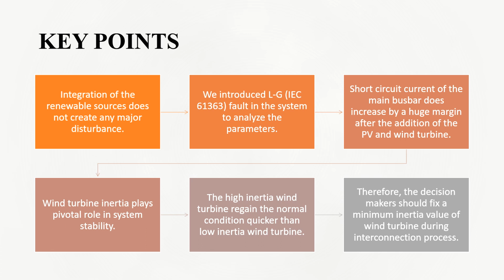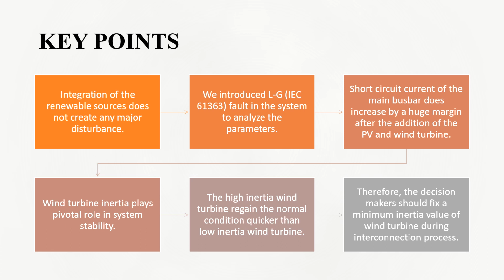These are some key points of my project. The integration of the renewable sources does not create any major disturbance, except for the inertia. For the transient stability analysis, we introduced a line to ground fault, that is an IEC 61363 fault, in the system to analyze the parameters. The short circuit current of the main busbar does not increase by a huge margin after the addition of the PV and wind turbine. And as discussed above, the wind turbine inertia plays a pivotal role in system stability here. The high inertia wind turbine regains the normal condition quicker than the low inertia wind turbine.